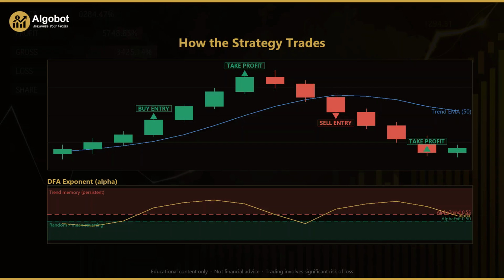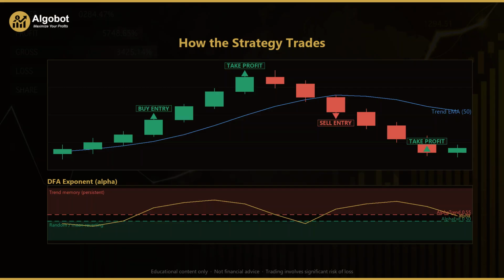Watch the 10th candle. Alpha turns and crosses up through the 0.55 arm level once more. Memory is switching on again, but this time the lean is inverted. Drift over the last 20 bars is negative and the close is below the trend EMA, so both filters point down. The sell entry marker prints. Now the stop loss sits above the entry and the take profit is placed below at 2 times the risk.